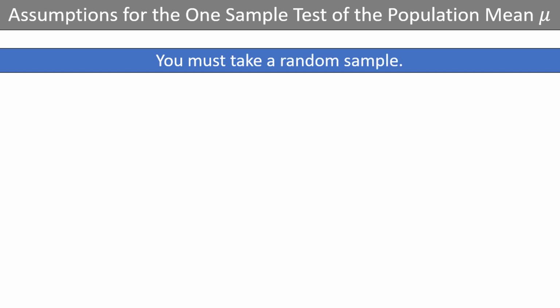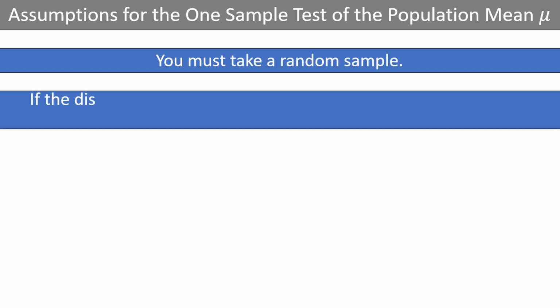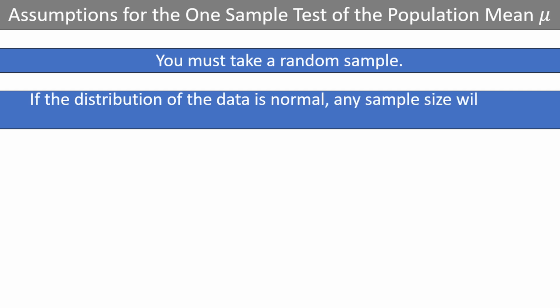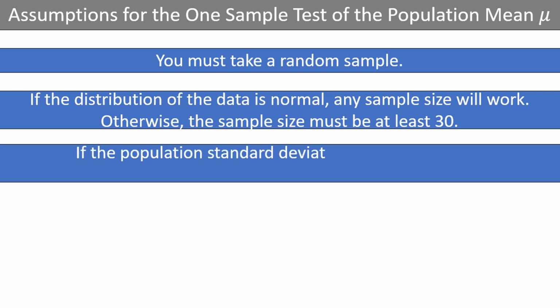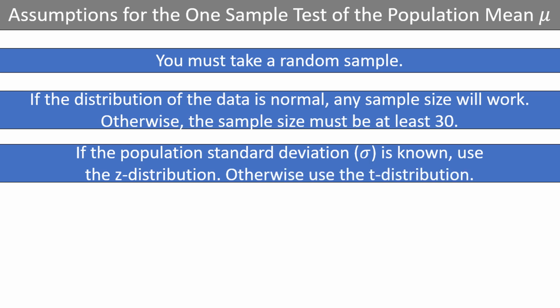There are a number of assumptions required in order to complete a hypothesis test for the population mean. First, a random sample must be used to gather the data. Second, if the distribution of the data is normal, any sample size will work. Otherwise, the sample size must be at least 30. This is so that the central limit theorem will apply, meaning the distribution of x bar will be approximately normal. Third, if the population standard deviation is known, which is typically not the case, we will use the z-distribution. If the population standard deviation is unknown, which is more common, we will use the t-distribution.